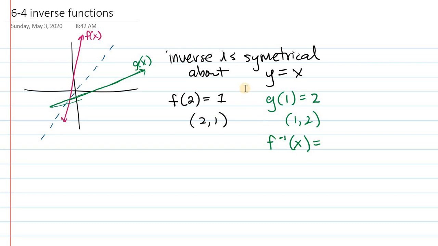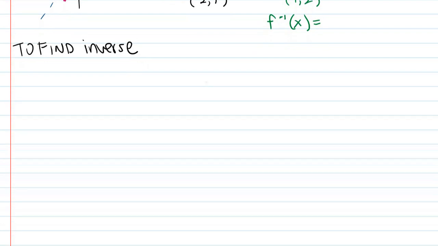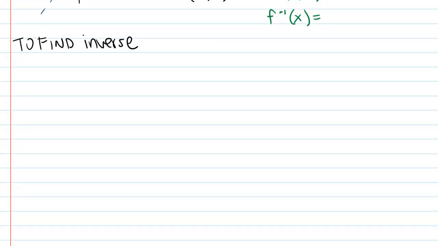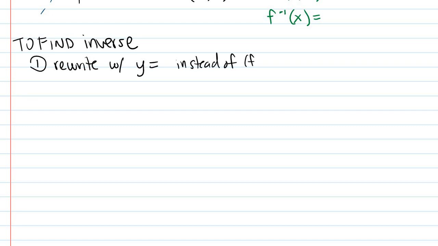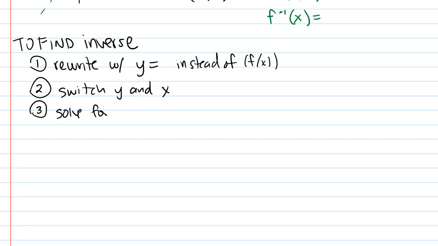So if we want to find an inverse, we take the function, and instead of f of x, we write y. So we rewrite with y equals instead of f of x. Then we switch y and x. And then we solve for y.